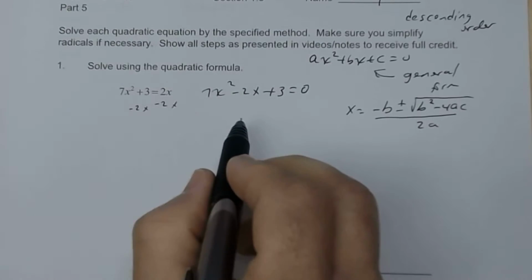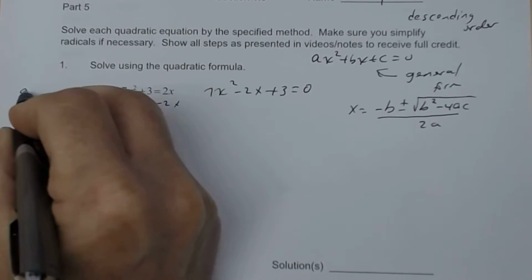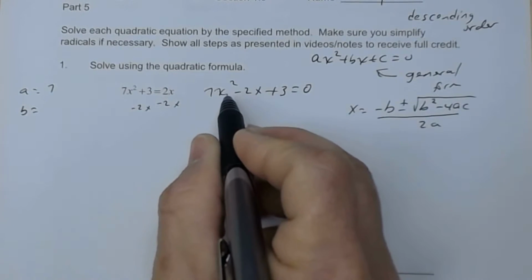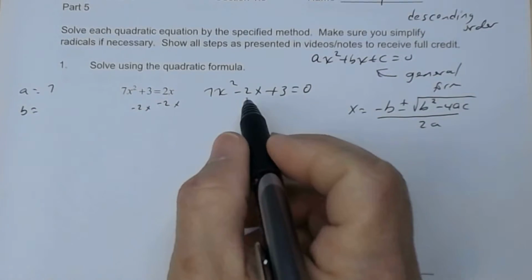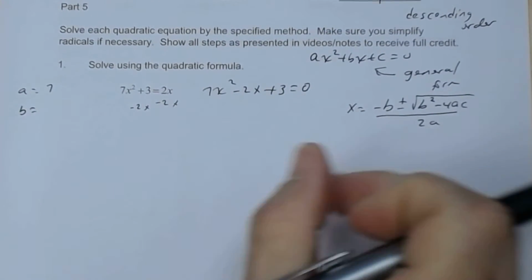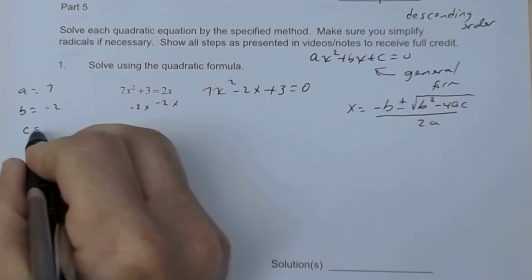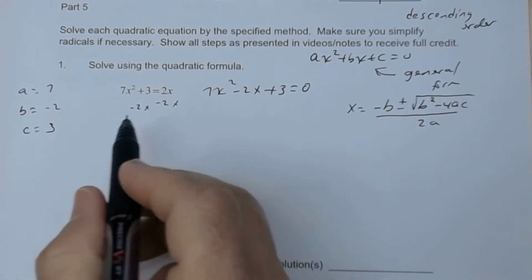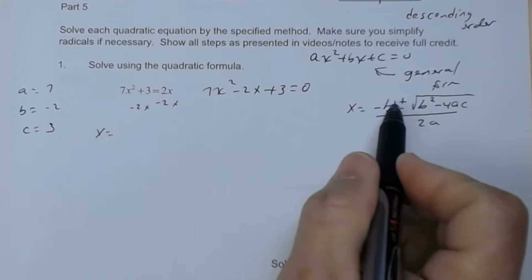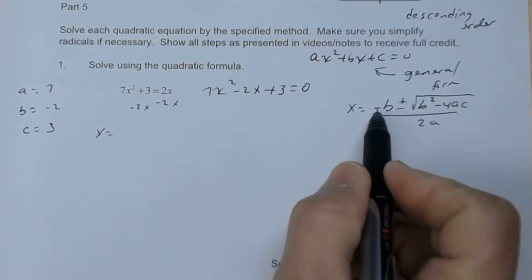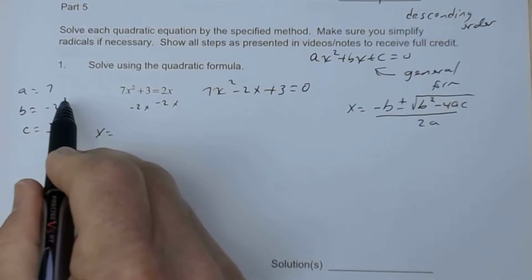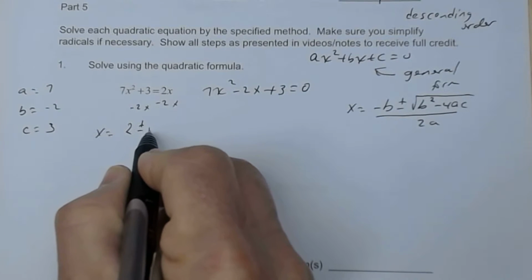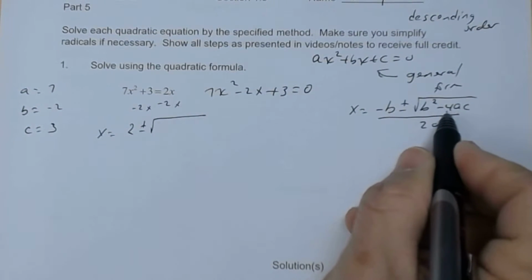It's a good idea to determine what a, b, and c are. So a in this case is 7, b is -2. Make sure you write these correctly, otherwise you'll be substituting wrong values. And then c is 3. So I'm going to get x equals, and you can read this as the opposite of b. If b is -2, the opposite of -2 is a positive 2, plus or minus the square root of b squared minus 4ac.